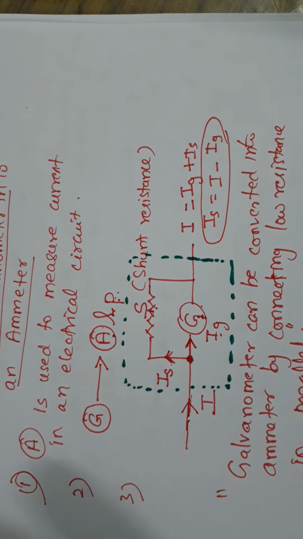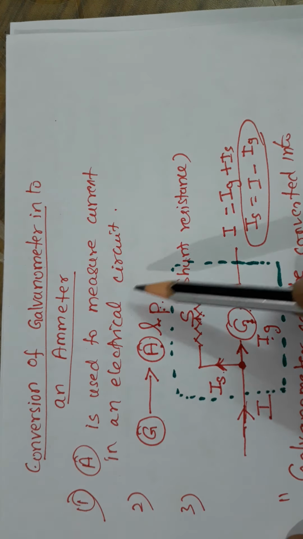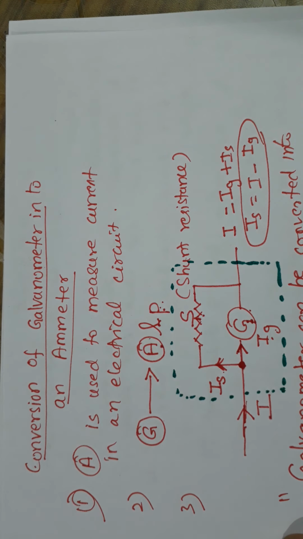Children, in this video we are going to learn about conversion of galvanometer into an ammeter. Already you know that in the last class we have studied that the moving coil galvanometer is used to detect current, right? It is simply used to detect current in an electrical circuit. You cannot measure the magnitude of the current, you cannot measure the value of current using a galvanometer.